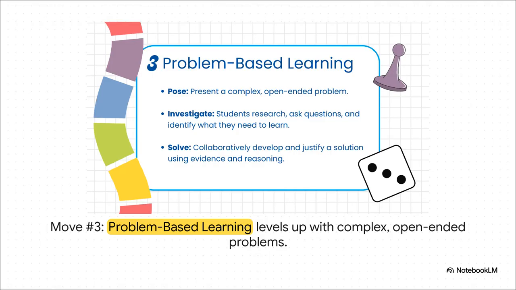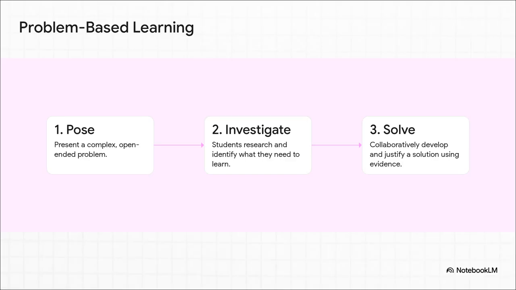And for our third move, we're going to level up with problem-based learning. You can think of this as the more adventurous cousin of case-based learning. With this one, the problems are bigger, they're more open-ended, and there's no single right answer. So here's how it works. You start by posing a complex, messy problem. But here's the big difference. The next step is to investigate.